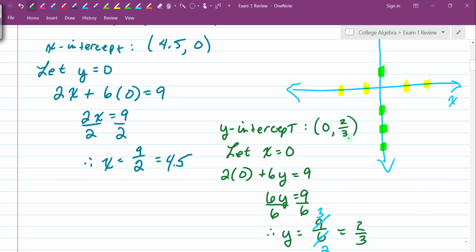So my y-intercept then is the point (0, 2/3). And if I wanted to graph that, I could. The problem doesn't ask me to, so I'm not going to spend the time doing that right now. But in order to graph a straight line, all we have to do is know 2 points. We know our x-intercept is (4.5, 0). We know our y-intercept is (0, 2/3). So we can now graph it if we so chose.